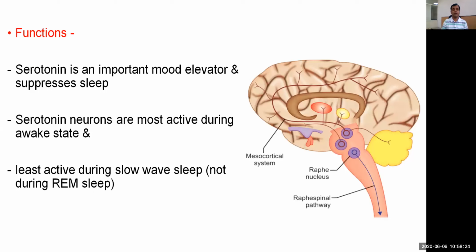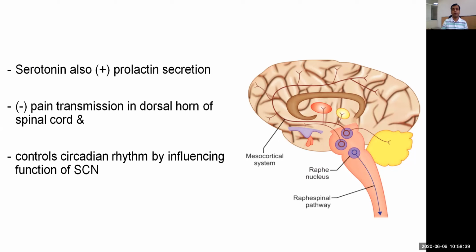What will be the function? Serotonin is an important mood elevator and is also responsible for suppressing the sleep. Serotonin neurons are most active during the awake state and least active during the slow wave sleep. Serotonin also stimulates prolactin secretion, inhibits pain transmission in the dorsal horn of the spinal cord, as well as controls circadian rhythm by influencing the functions of suprachiasmatic nucleus of the hypothalamus.